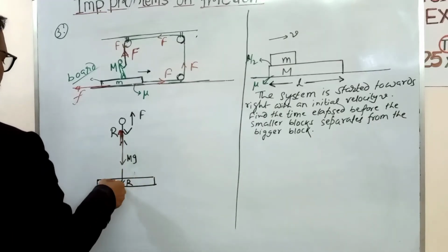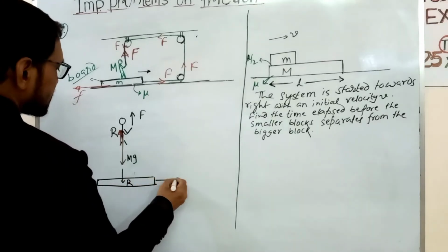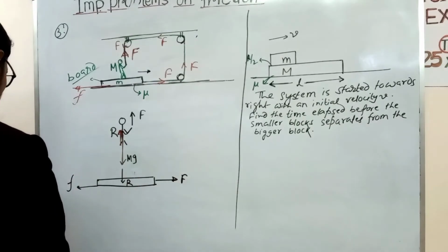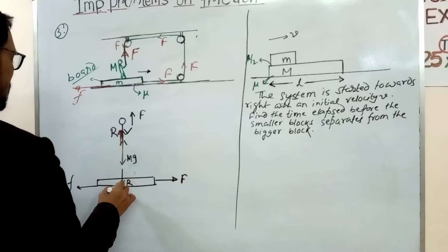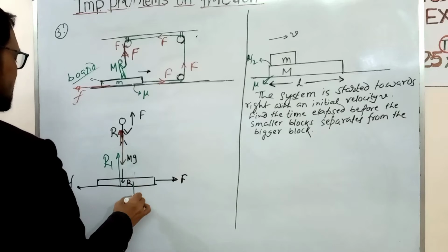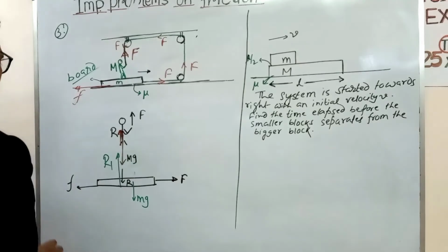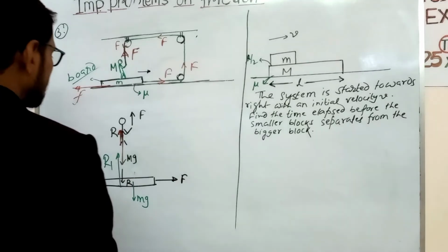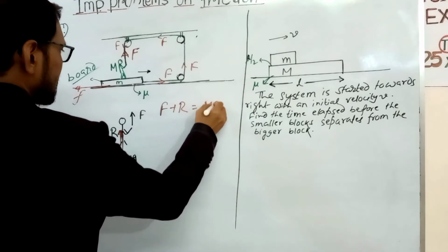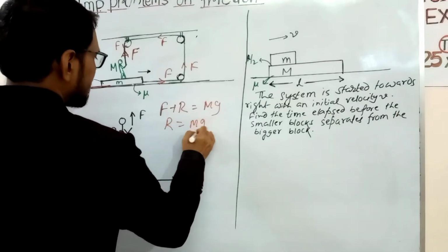Now what is the free body diagram of the board? The board is here. Here is a friction, here this force comes, and friction is this. Now what is the reaction from the ground? Suppose the reaction from the ground is R1. Now the weight of the board is mg. So we have drawn the free body diagram. Now balance the forces. We get F plus R equal to mg. From this we get R equal to mg minus F.